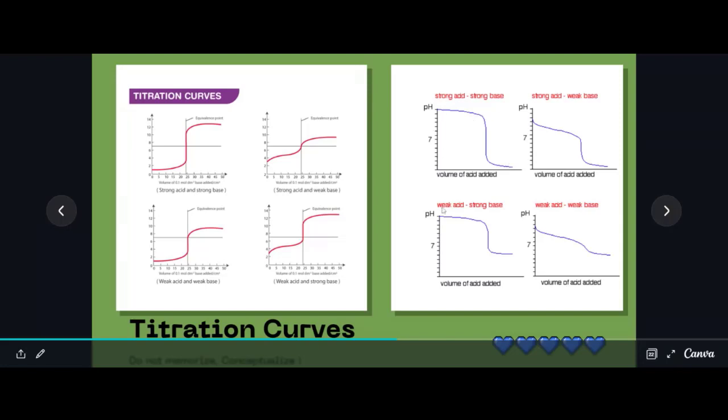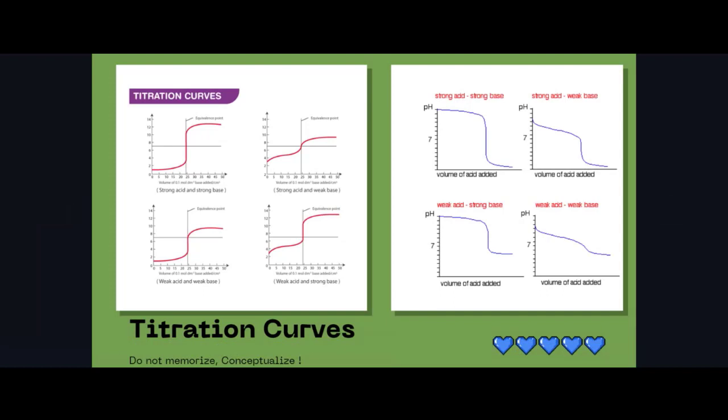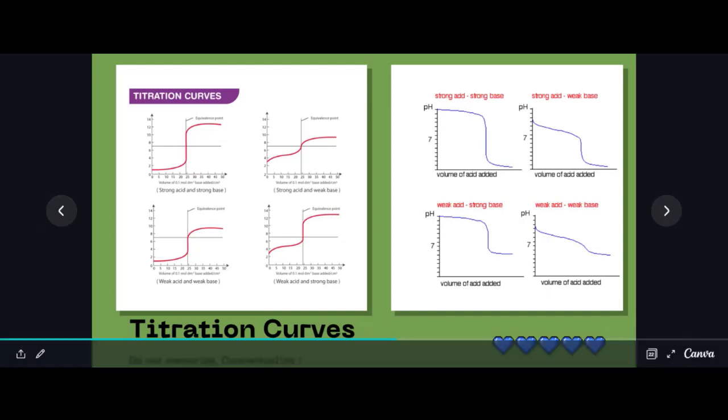go the other way. Couple things I want to point out here is that if you have a strong acid and a strong base titration, your pH will be 7. That kind of makes sense, because strong bases have very high pH. Strong acids have very low pH. So if you add them together, when they neutralize each other, it makes sense that it will be neutral, or 7.